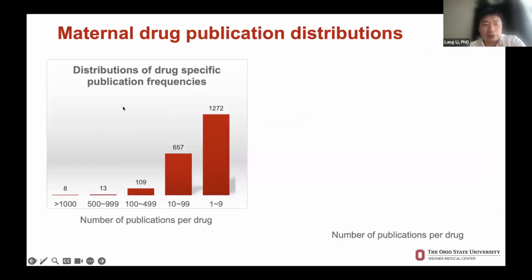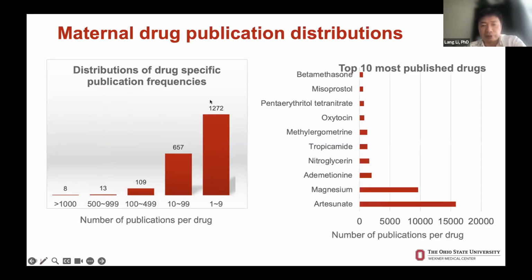Then we also did some analysis of the distribution of drug-specific publication frequency. The first bar is how many drugs have more than 1,000 publications, and the last bar means how many drugs have only 1 to 9 publications. So this figure is really showing that a significant fraction of the drugs is only studied very limitedly in the maternal patient population.